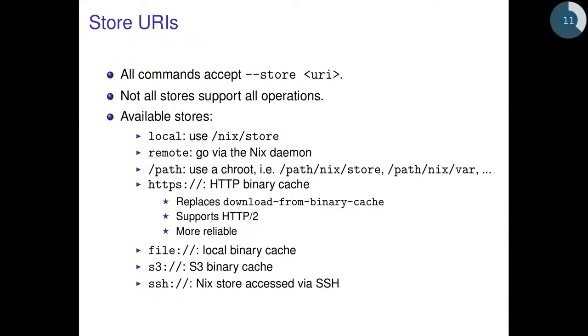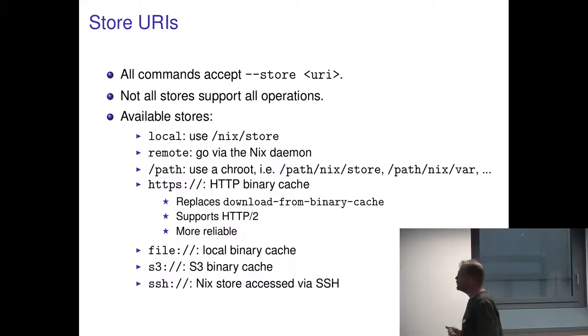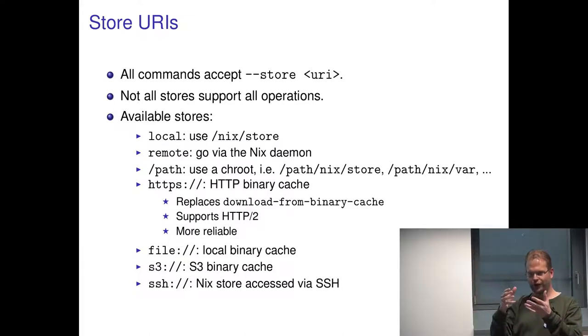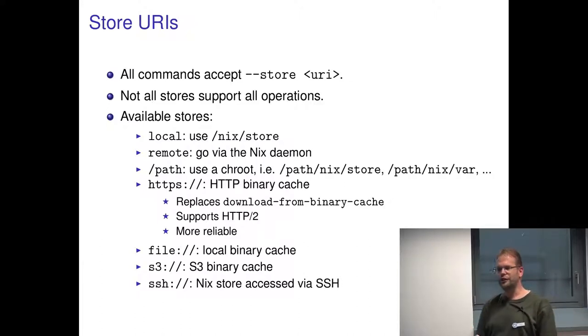So on the topic of those store URIs, it was always the case that in Nix there was this store abstraction. There was an abstract store class providing operations that you can do on a Nix store, like adding a file, building a derivation, querying information about a path. But that really only had two subclasses, namely a local store, which is if you're accessing it directly, or a remote store, which is if you're accessing it through the Nix daemon.